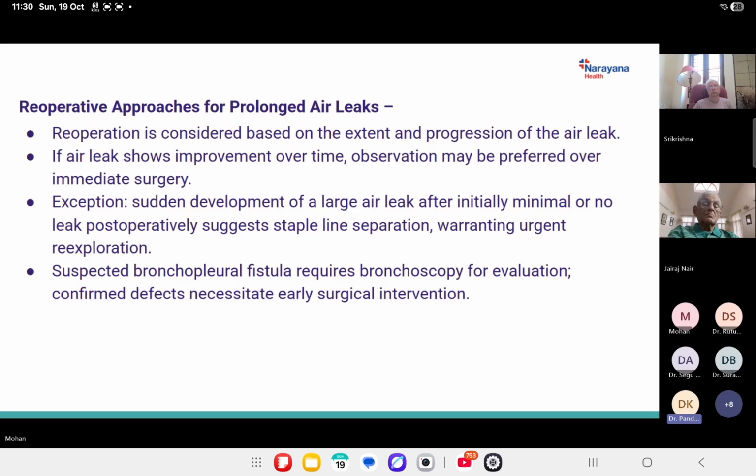Reoperation is considered based on the extent and progression of air leak. If the air leak shows improvement over time, observation may be preferred over immediate surgery. The exception is a sudden development of air leak after initially minimal or no leak in the postoperative period, which suggests staple line separation, warranting urgent re-exploration. Suspected bronchopleural fistula requires bronchoscopy for evaluation, and confirming the defect necessitates early surgical intervention.